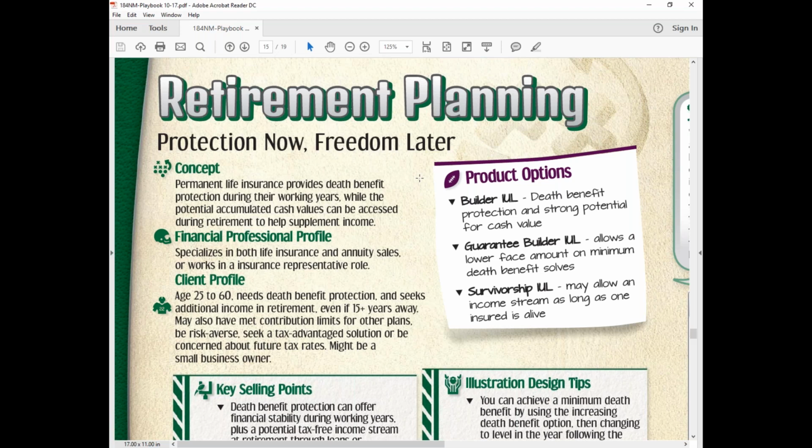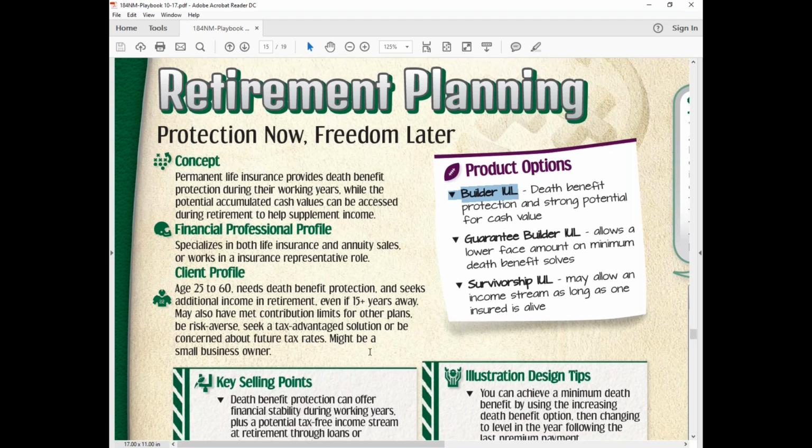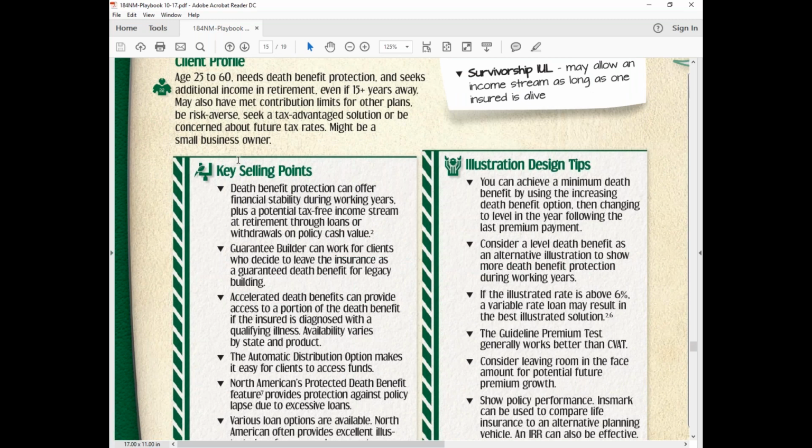Then also, we go into product options. One thing I should mention is that this hasn't been updated yet since we launched the Builder Plus a month ago now, so we're working on getting it through compliance with the new Builder Plus. But when you see the Builder IUL, just note that the Builder Plus is a new product, and that is going to be the strongest solution to utilize for retirement planning. We do go through the different products that we recommend for helping your clients with retirement planning within our portfolio. Then, if you come down, we have some key selling points as well.